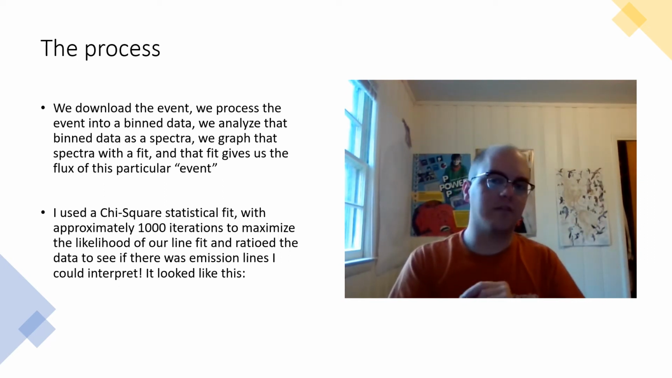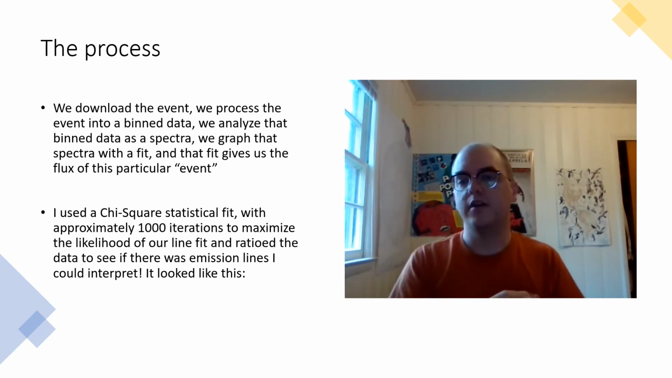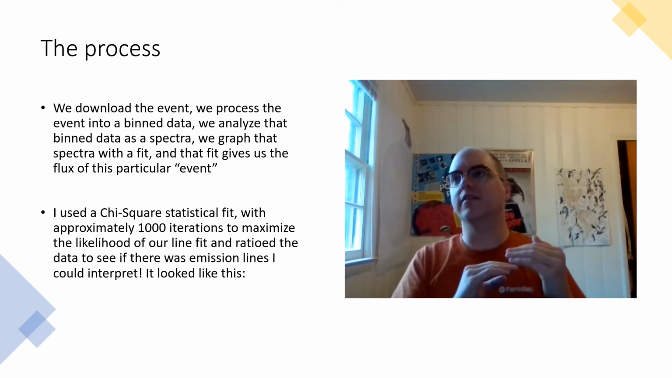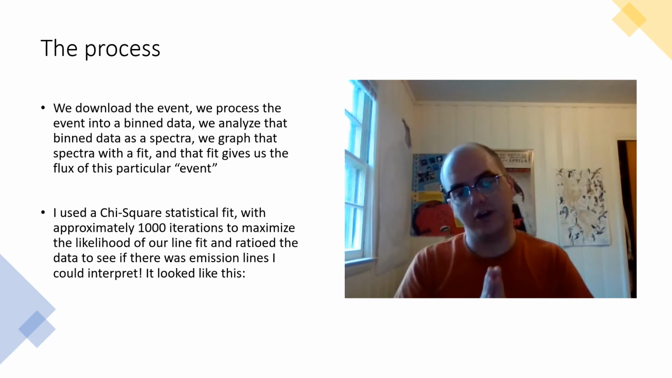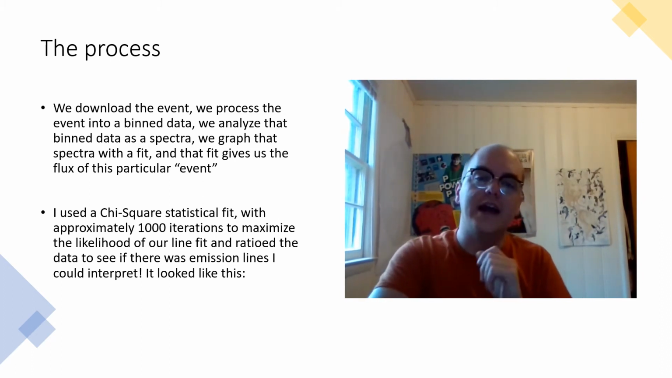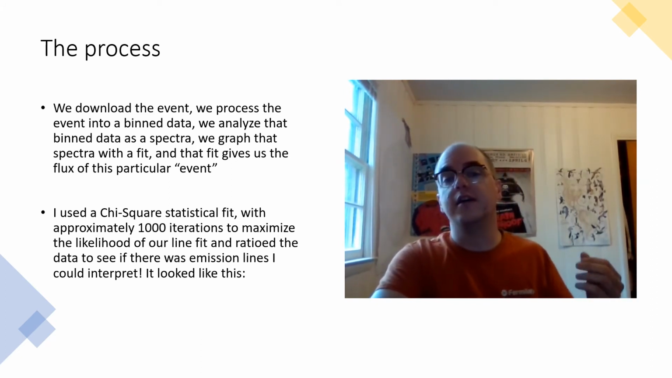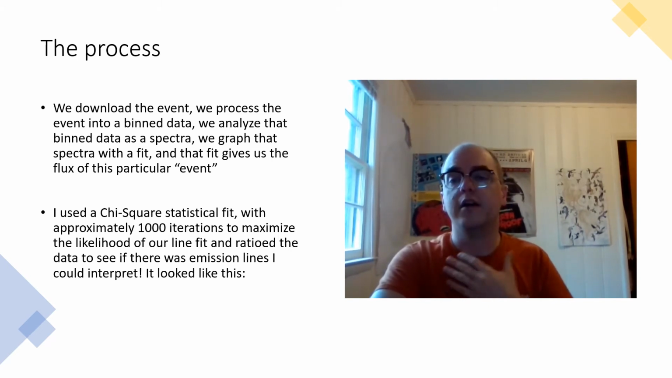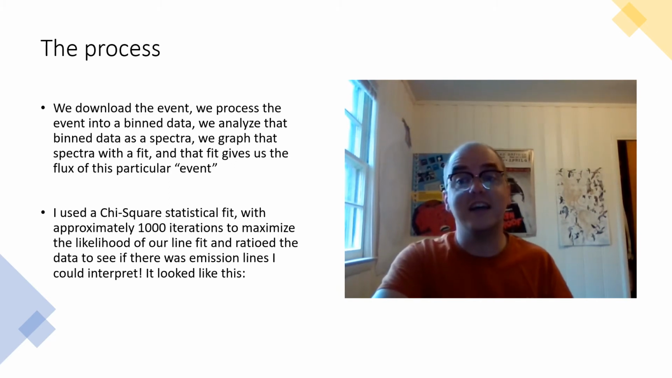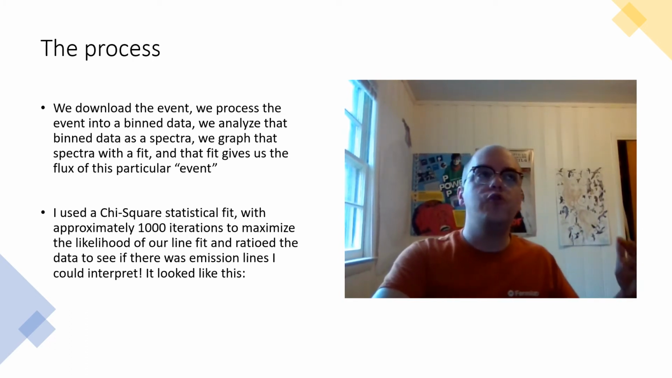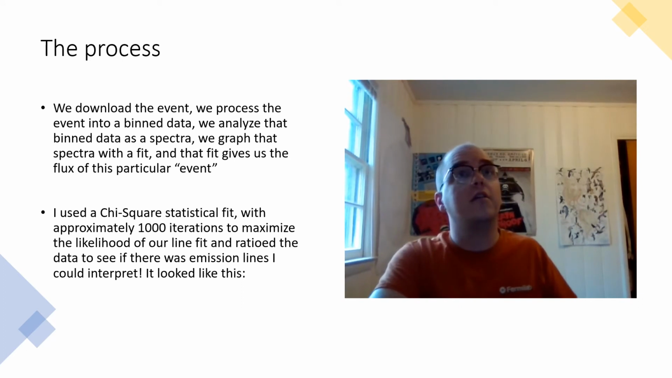We analyze that data as a spectra. Then we graph that spectra with a fit that shows us how likely it is that what we're looking at is actually an observable object. And that gives us the flux of this particular event based on our statistics. Now, I used a chi-squared statistical fit with approximately 1,000 iterations, though I did not use a computer which used exactly 1,000 iterations. To maximize the likelihood, if you give it too much iteration, you can get declining results in confidence.